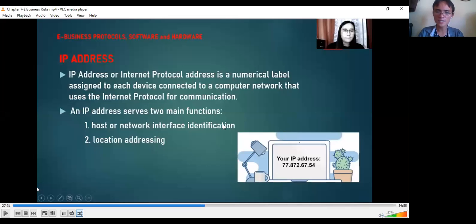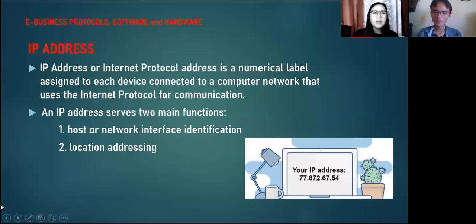All right, let's begin. IP address, or Internet Protocol address, is a numerical label assigned to each device connected to a computer network that uses the Internet Protocol for communication. So an IP address has two main functions. It serves as a host or network interface identification and serves as location addressing.